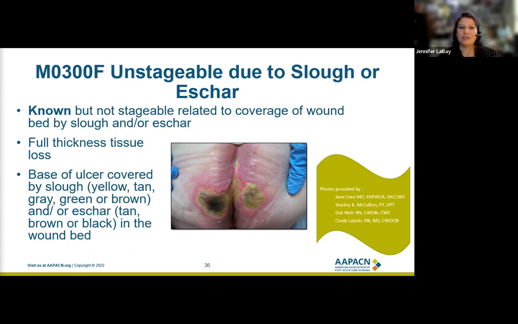This is going to be full thickness tissue loss. It's going to happen at a stage 3 or higher. As I mentioned, stage 2 does not grow slough or eschar. If you can see the wound base and you can measure the deepest anatomical depth to determine whether this is a 3 or a 4, you can then stage it, even if there is still slough or eschar. But if it's completely covered, we have to code this as an unstageable due to slough or eschar.